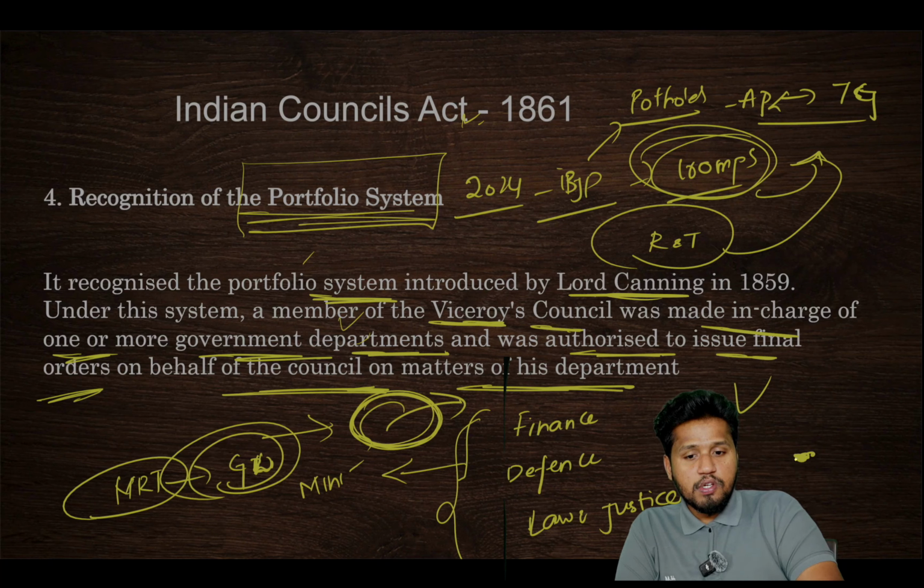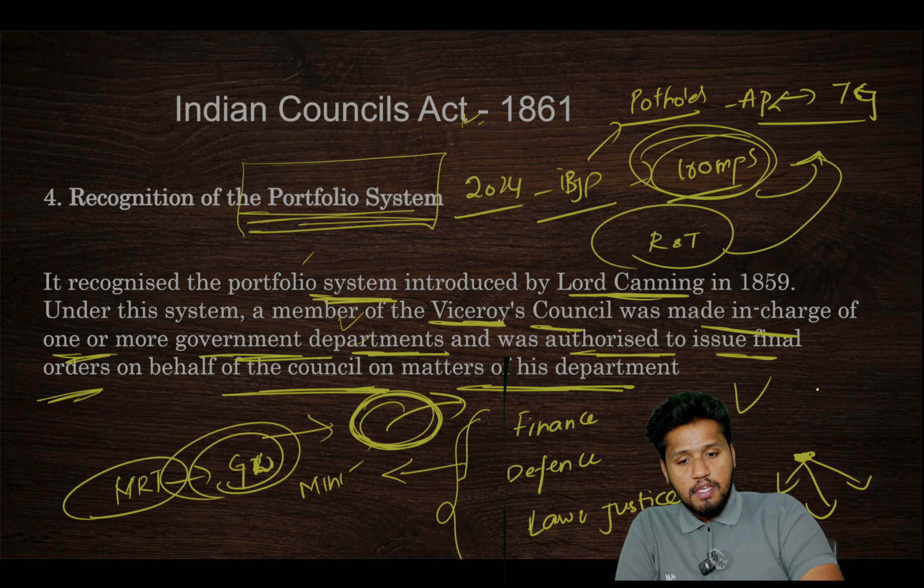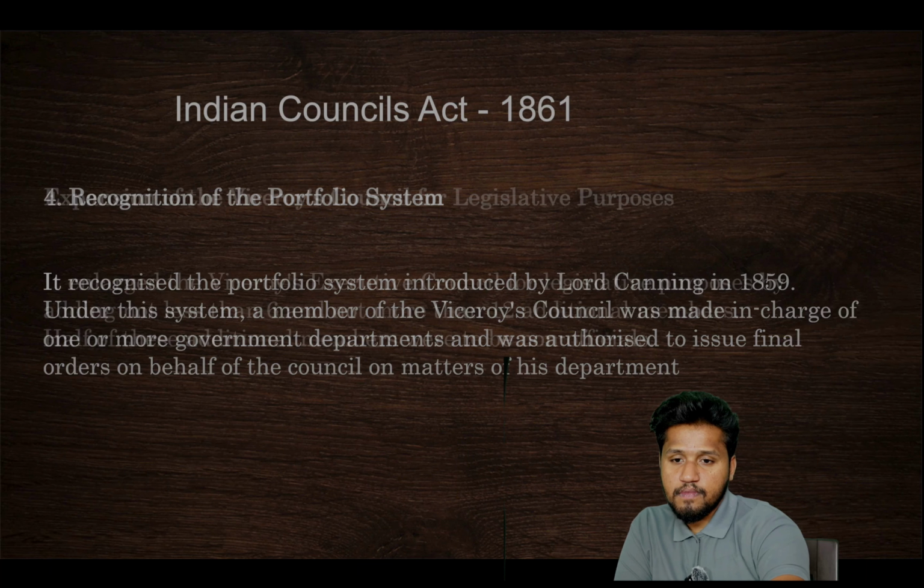The member in Viceroy's Council was made head of different departments, one or more. What is his work? He needs to collect the reports made by the workers below him. That is all about the portfolio system.